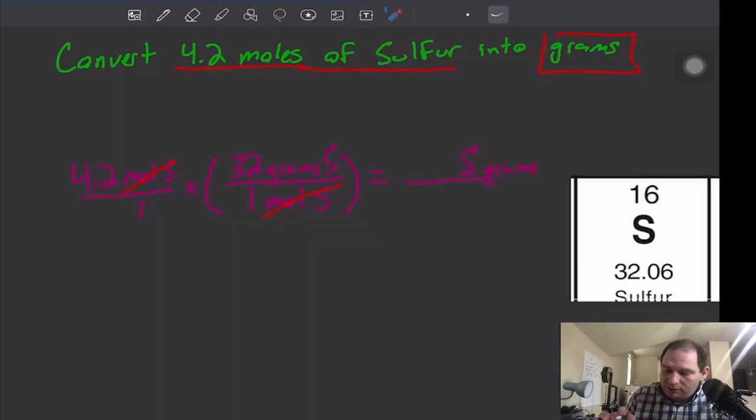But the big deal is we end with grams, and we're fine. It's what we need. Let's do the math. So 4.2 times 32 over 1. Let's see, what would our answer be? I'm going to use my calculator here. The answer is going to be 134.4 grams of sulfur.